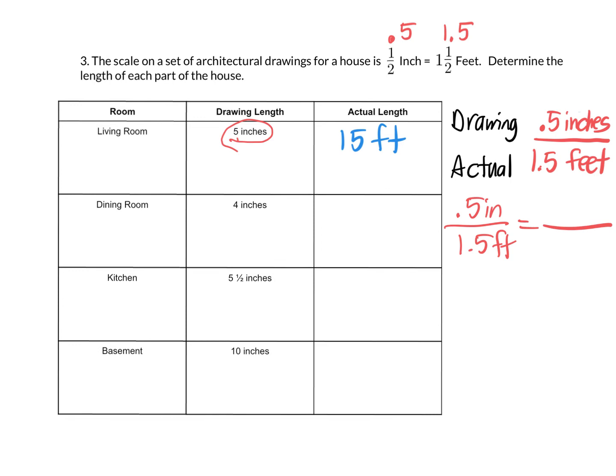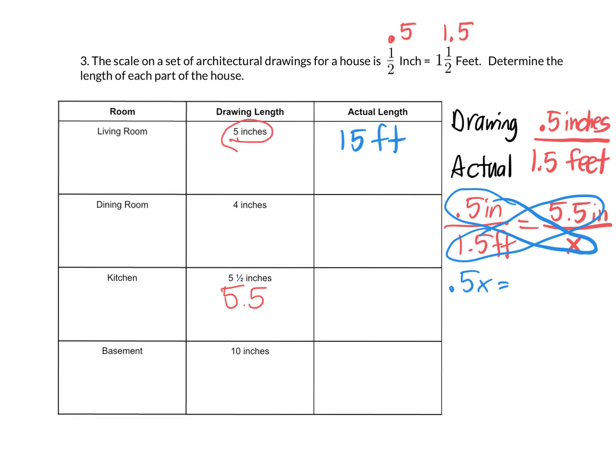Let's do one more on this table. Let's go ahead and do the kitchen. Now it says 5.5 inches. I would like to make that 5.5. And remember, this is the drawing, and my drawing is on the top. So you want to make sure things line up. So we're going to put 5.5 inches here and an X because we don't know that answer. So we can start butterflying again. We're going to get 0.5X. And now here it gets a little more interesting because now we have 5.5 times 1.5.